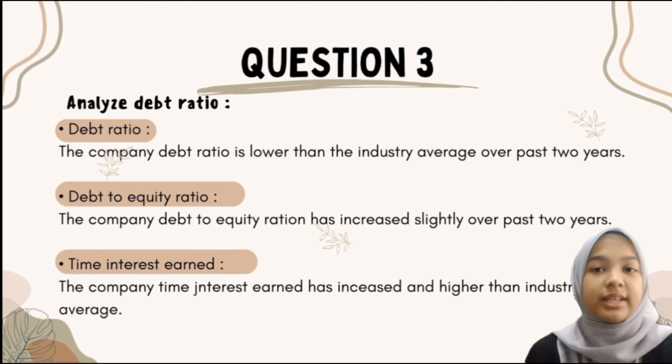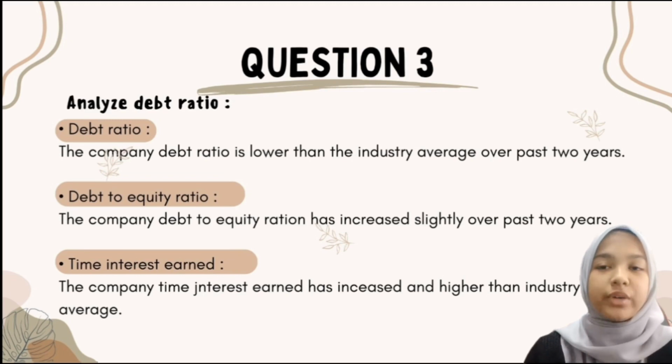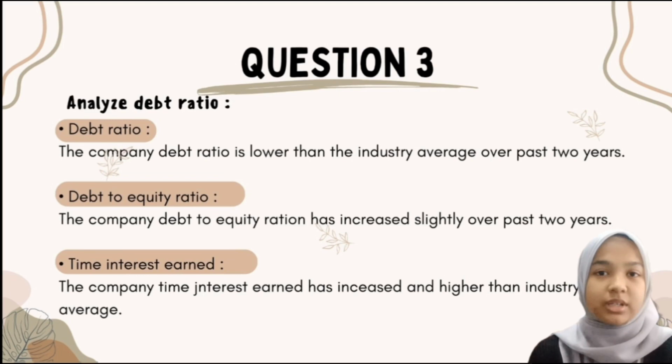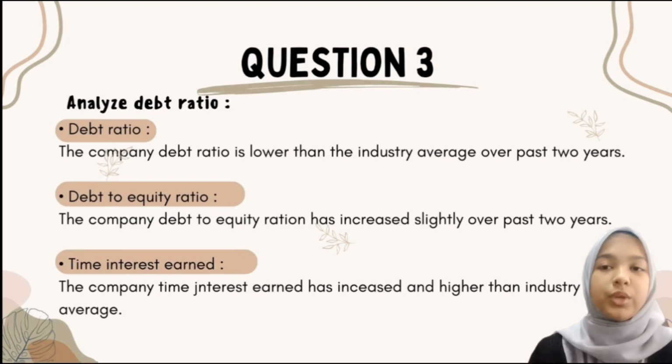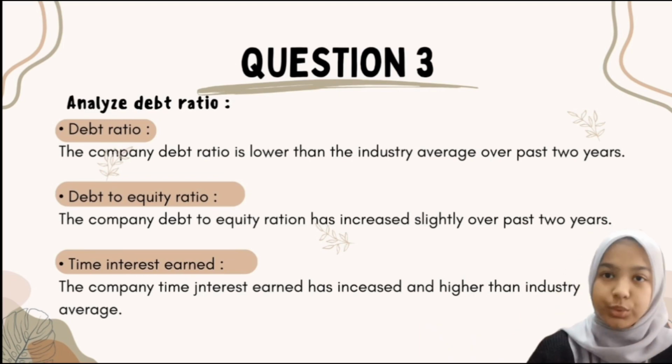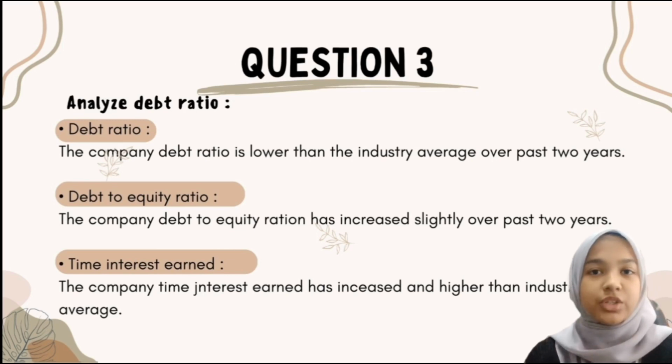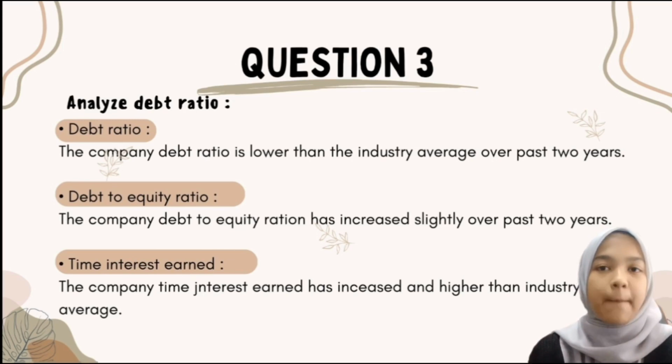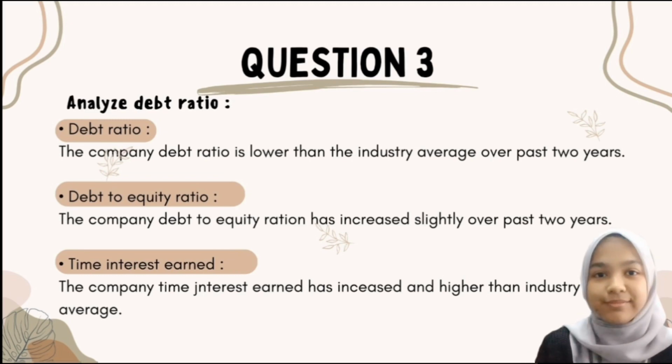And the third one is times interest earned. The times interest earned ratio measures the company's ability to cover its interest expenses. In this case, the company times interest earned ratio has increased from 2021 to 2022 and is higher than the industry average ratio. This shows that the company has the ability to cover interest expenses.